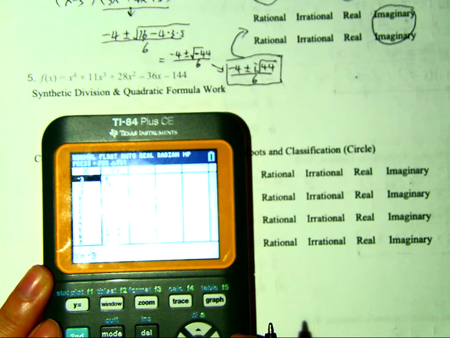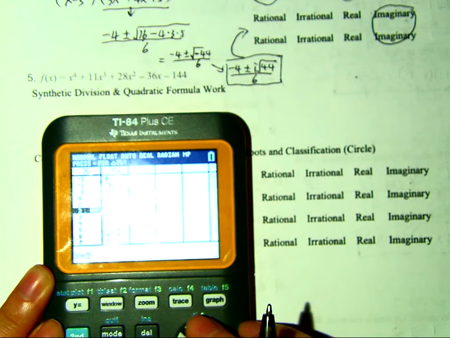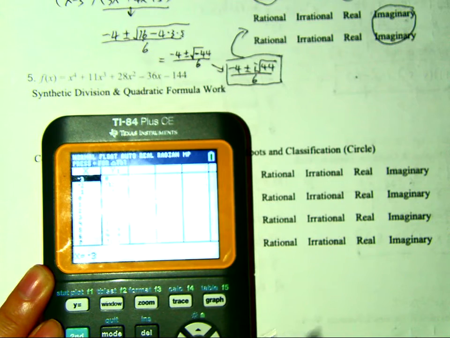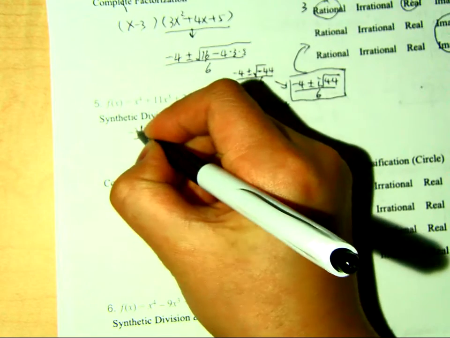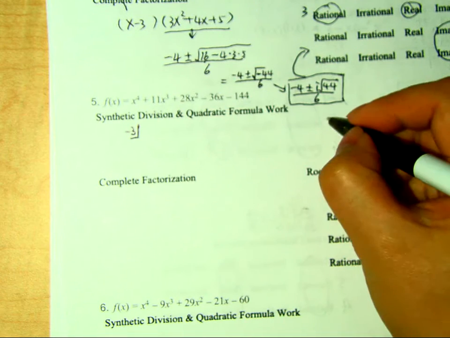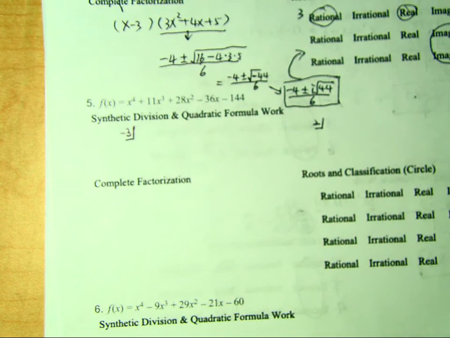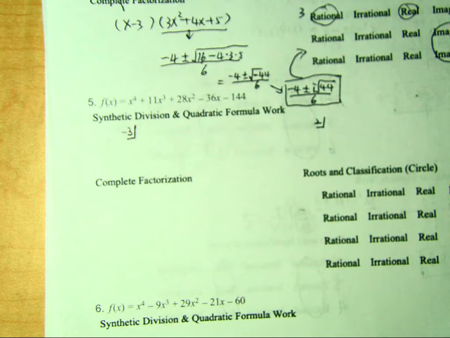We have a negative 3 and a positive 2. You need to know at least 2 of them. So negative 3, I write down here, and positive 2, I write down here. We need to do both of them.